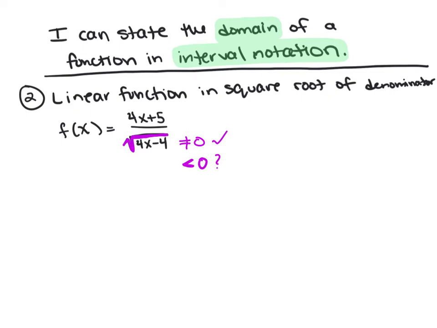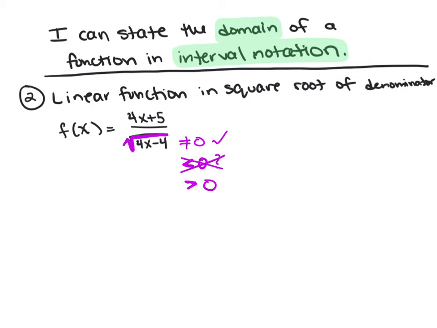Can this denominator be negative? Well, can I take the square root of a negative number? I could have made that negative 40, it doesn't matter. Can you take the square root of a negative number? No, it's going to be imaginary. So can it be less than 0? No. So let's see. Can we be greater than 0?